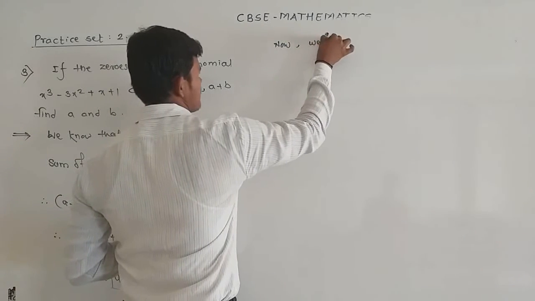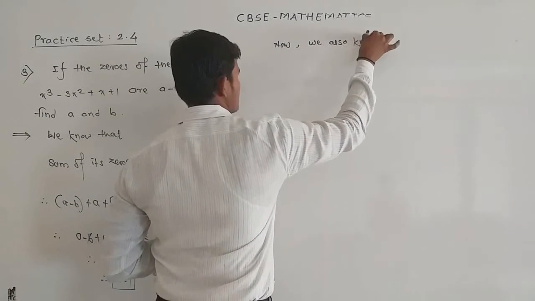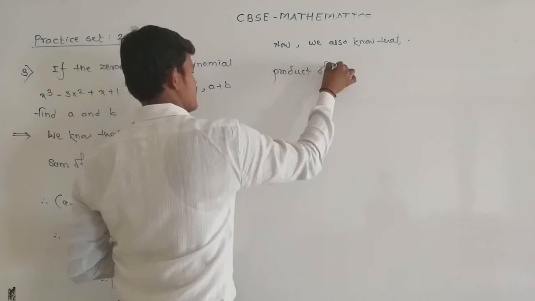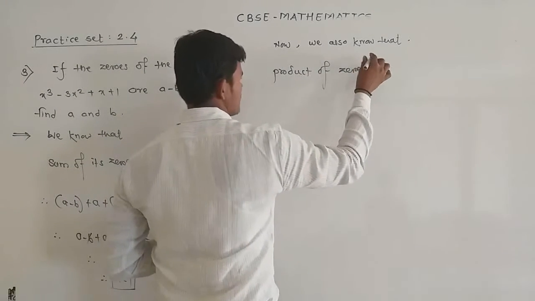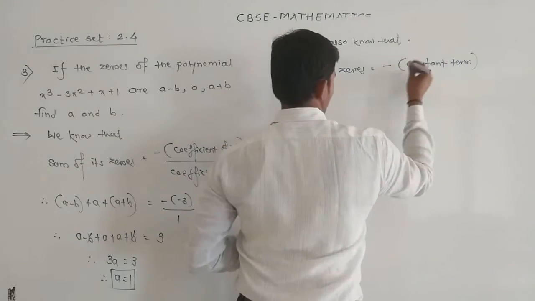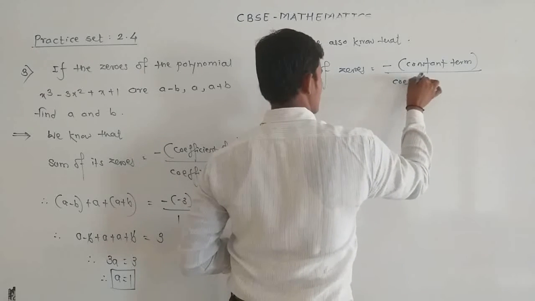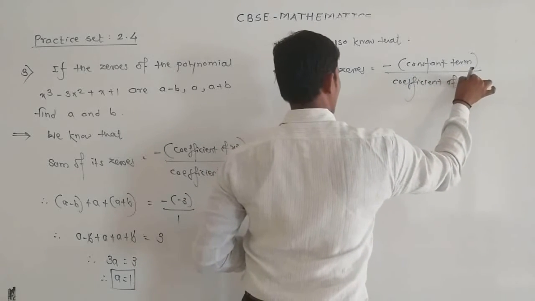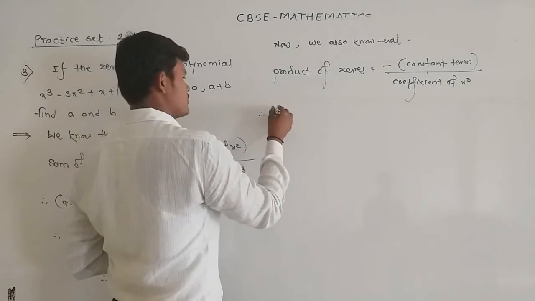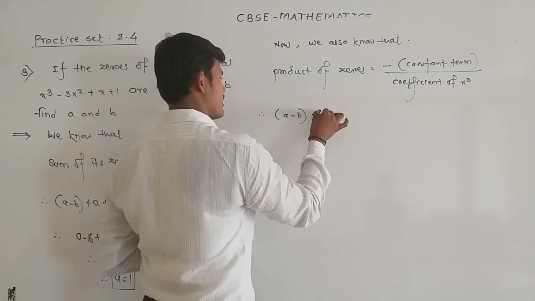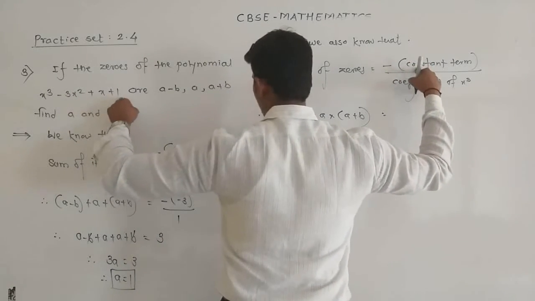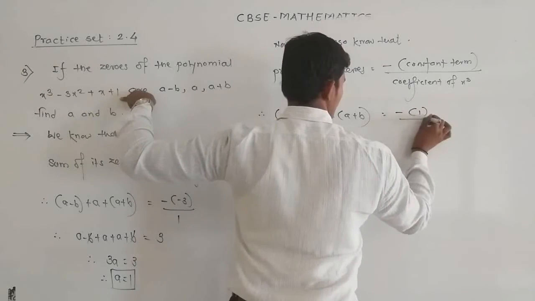We also know that the product of its zeros, product of zeros is nothing but minus of constant term divided by coefficient of x cube. Simply by using these relations we are finding the values of a and b. So the product of zeros, that is a minus b into a plus b, is equal to minus of constant term. So here the constant term is 1, that is minus of 1 divided by 1.